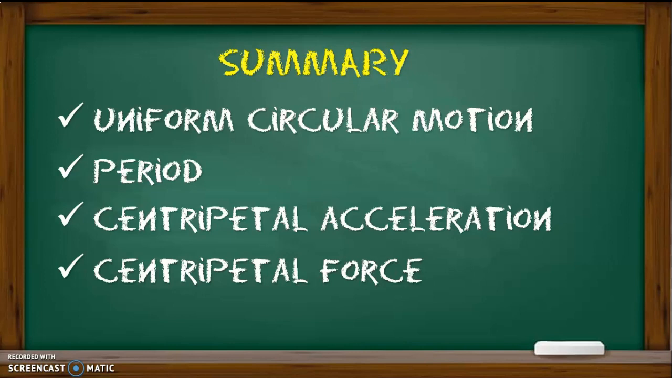For example, the force of gravity keeps the moon in a roughly circular orbit around the Earth, while the normal force of the road and the force of friction combine to keep a car in circular motion around a banked curve.